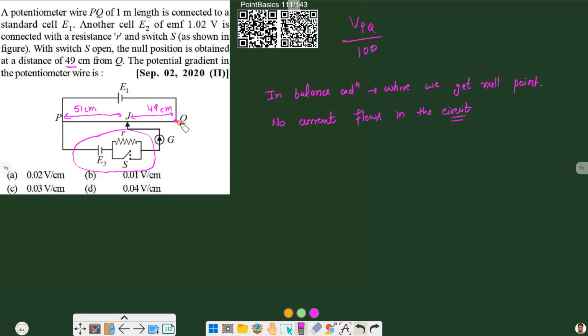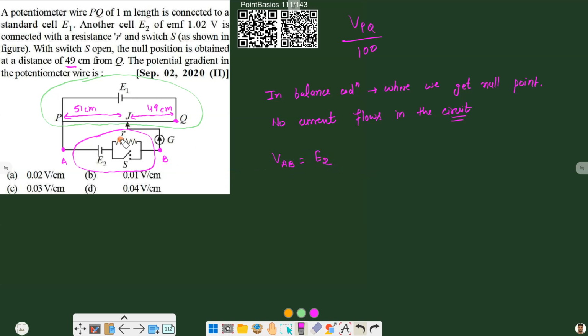Not in the PQ part. In the PQ part, let me circle here. Inside this green circle, there will be some current flowing. But inside this pink circle, there will be no current flowing. So if there is no current flowing in this pink circuit, and if we say this is point A and this is point B, the potential between A and B will be equal to E2.